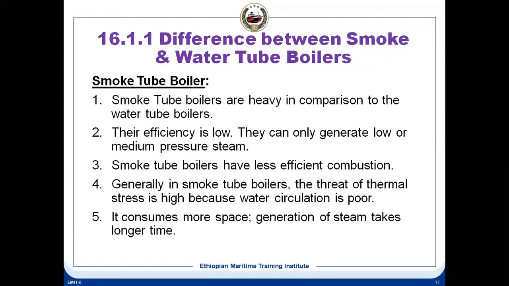Let me go back. Because of the design of a smoke tube boiler, the amount of steam which you get if you're burning 1 kg of fuel will be much less than that of a water tube boiler. Basically, the heat transfer between the flue gas from burning 1 kg of heavy fuel oil will be much less as compared to a water tube boiler. The efficiency of a smoke tube boiler is around maybe 80 to 85%, whereas for a water tube boiler, it is higher.